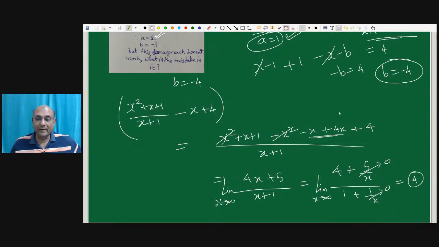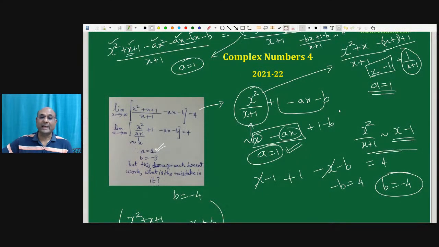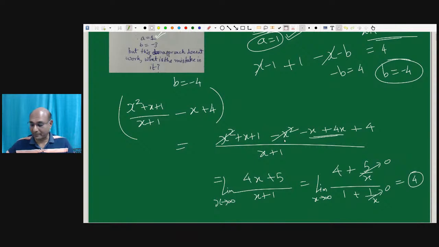Approximations work really well when it does not cancel out. When it cancels out, you have to go to the next level of approximation. Every time it cancels out, you have to do the next level of approximation. So Prajwal, I hope that is clear.